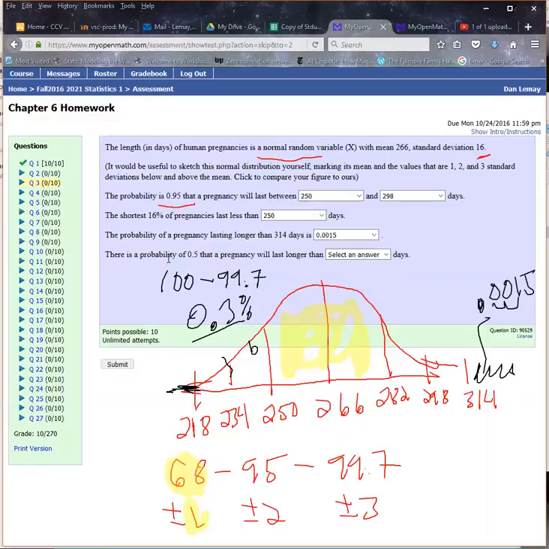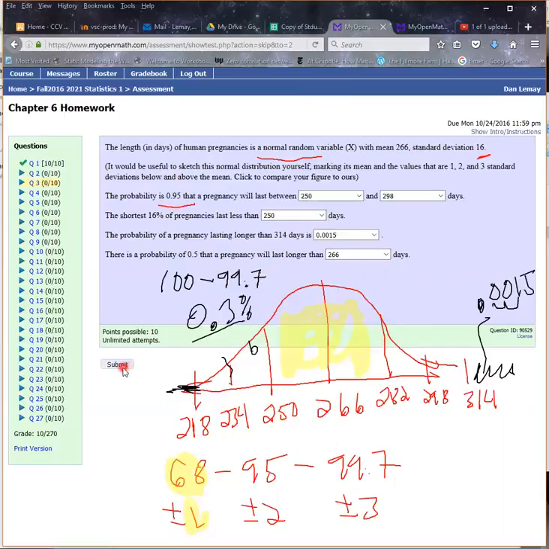There's a probability of 0.5 that a pregnancy will last longer than, well, 0.5 is half. This is a symmetric distribution, so that tells me the mean and the median are the same. So longer than the mean is what we're looking for, so longer than 266.